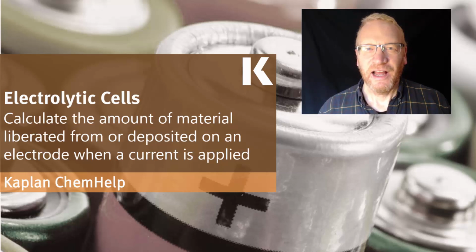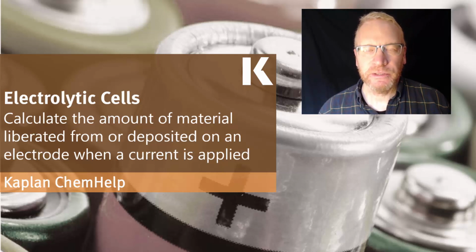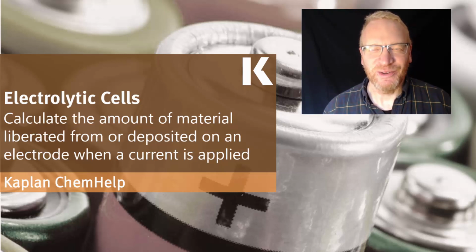Hi, I'm James Wahlberg, and I'm going to talk to you about how to calculate how much material gets deposited on or removed from an electrode in an electrochemical reaction. A lot of times there are solids produced or consumed or gases produced in electrochemical reactions, and we're often asked to calculate exactly how much material is either produced or consumed. So in this video, I'll show you exactly how to do that.